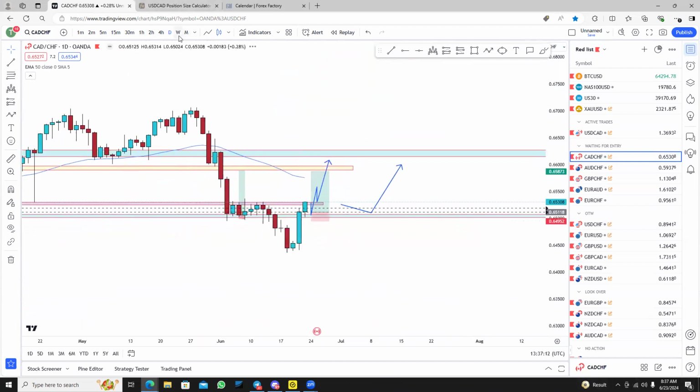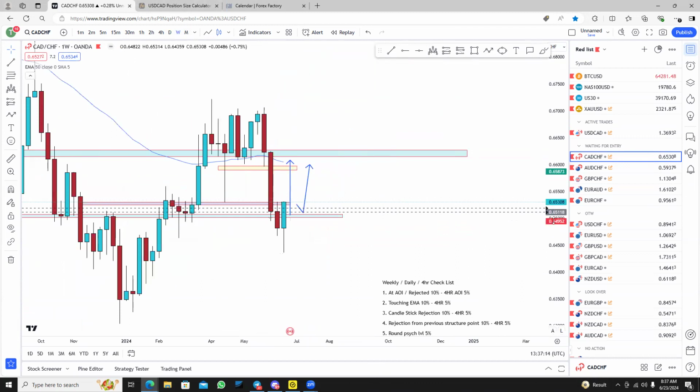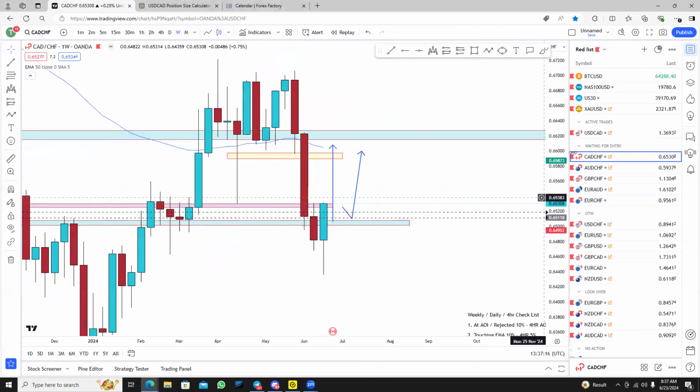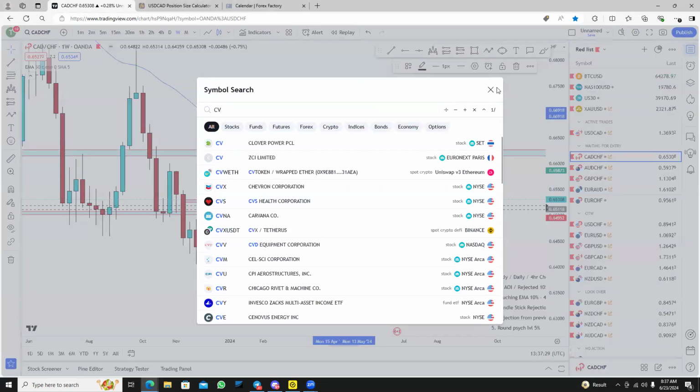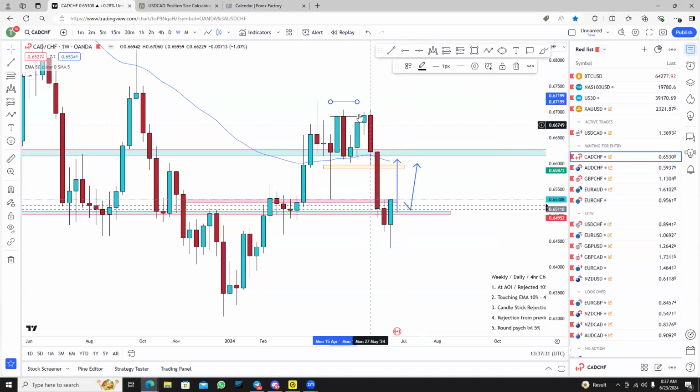This is a big one. This is one of my top pairs for the week. What we got here is our weekly is bearish. Look at that. How do we know? There's a higher high, higher low, or lower low, lower high. That's your lower low. That's your lower high.